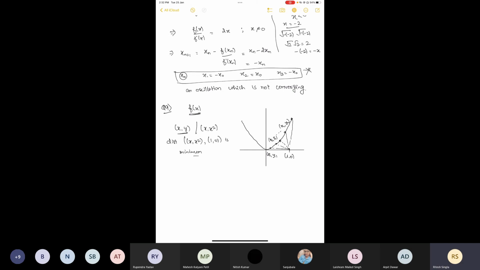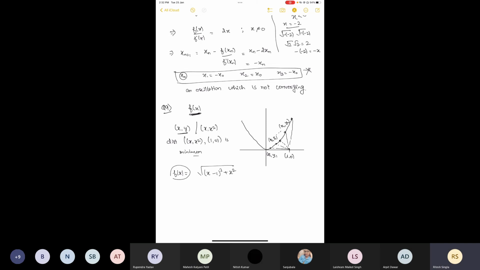You tell me what should be my f of x. Under root of x square minus 1 bracket square plus x square whole square. Sorry, x minus 1 whole square plus x square whole square. Okay, this is my function, right?